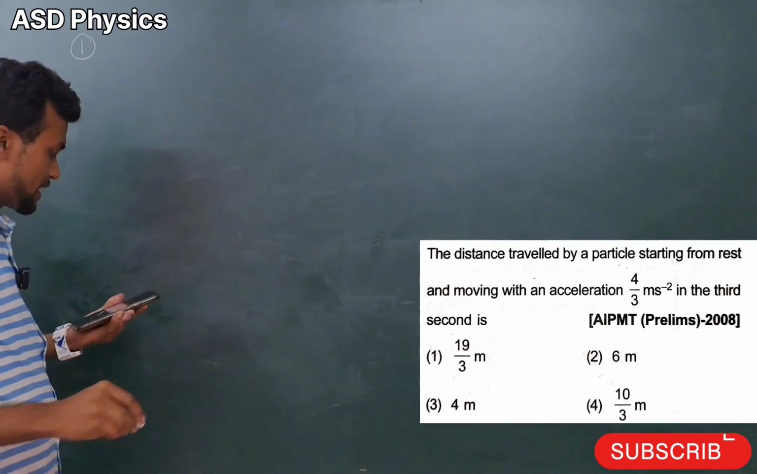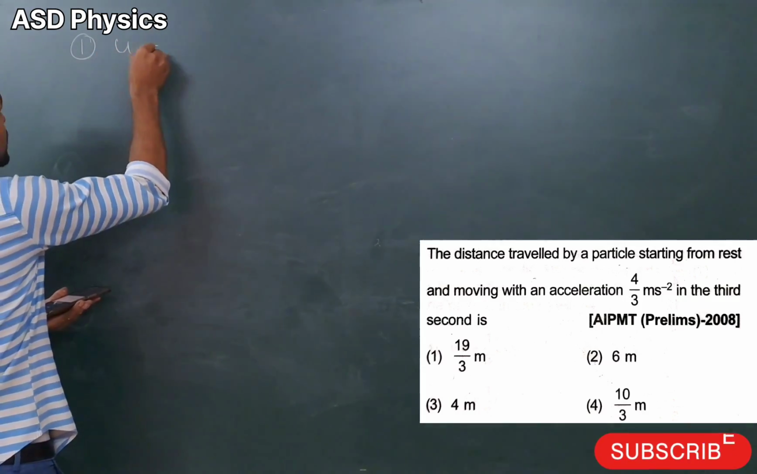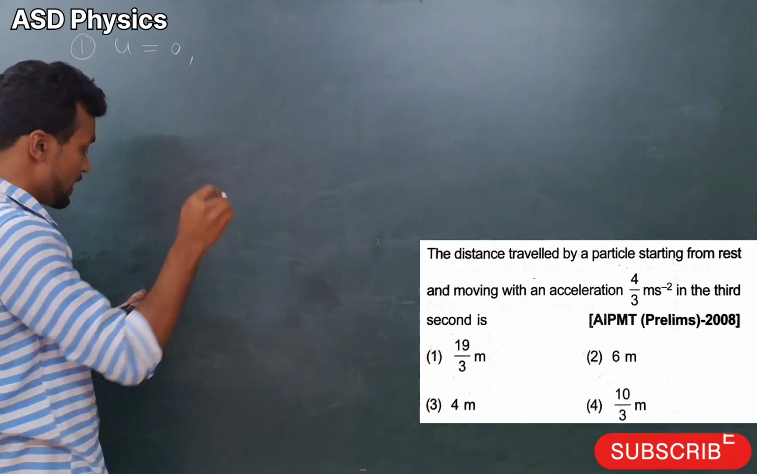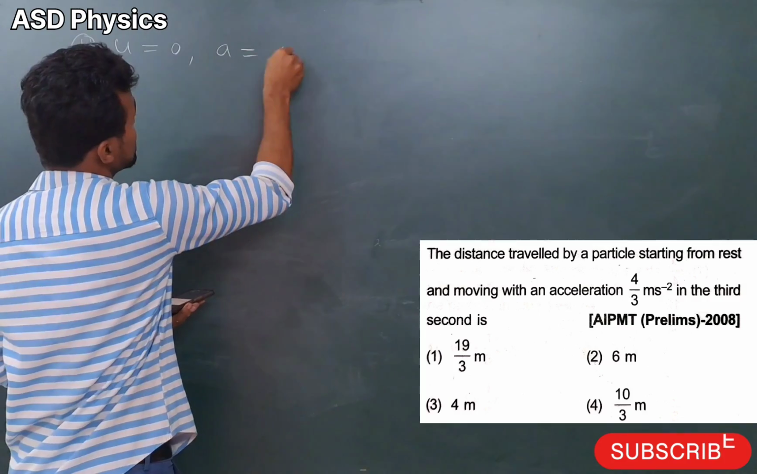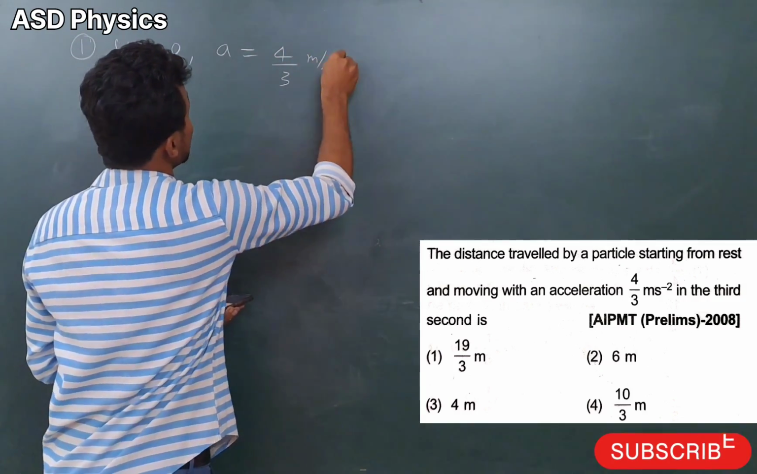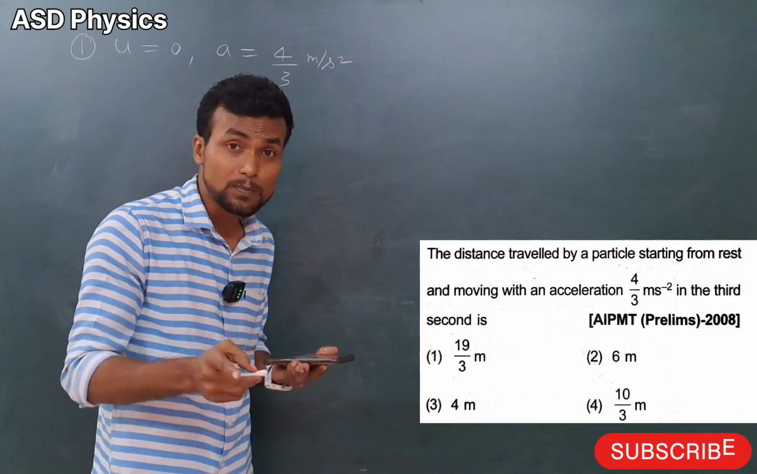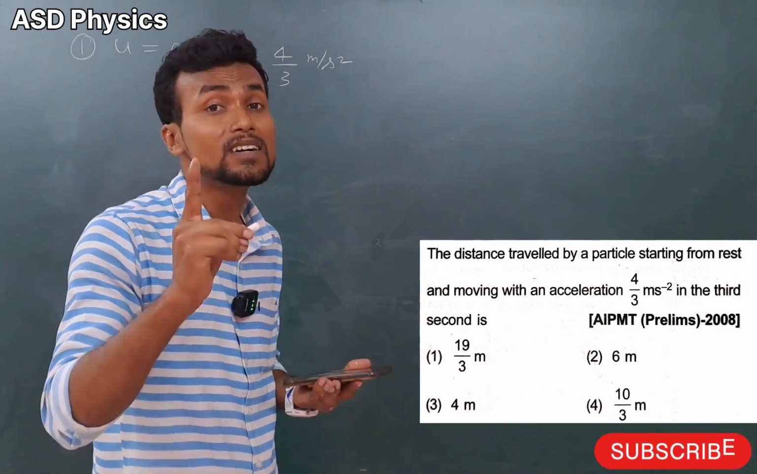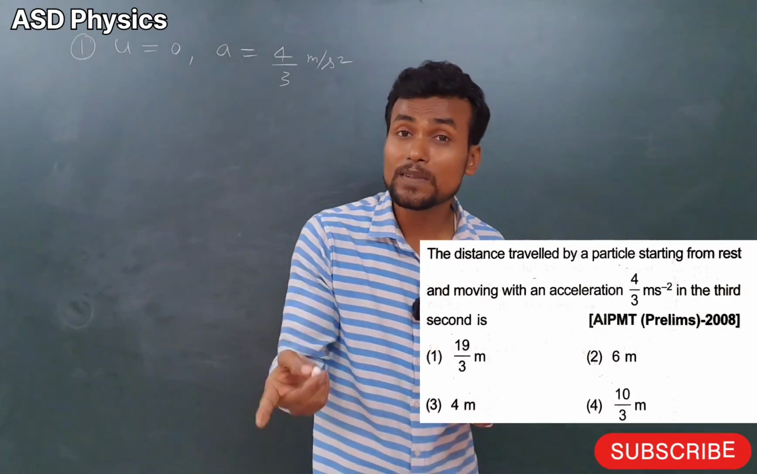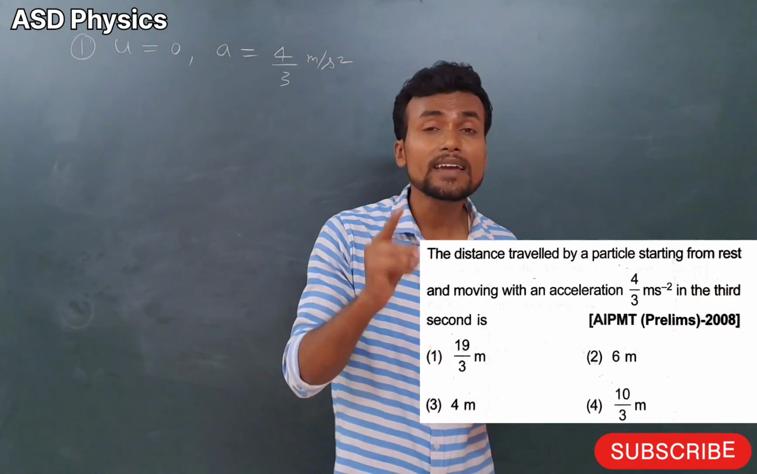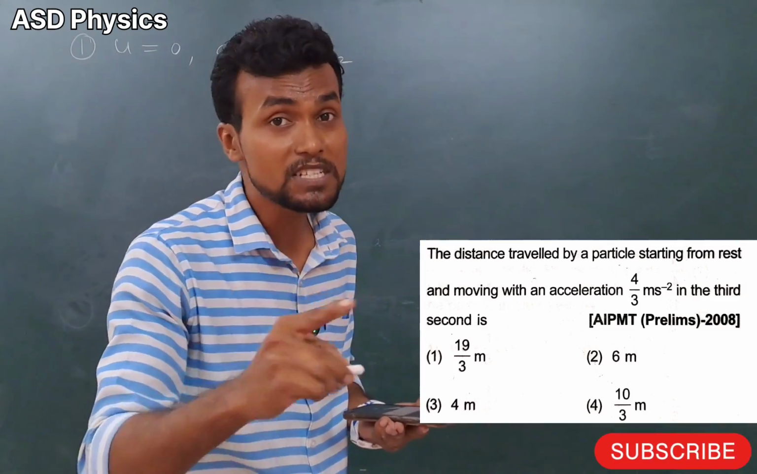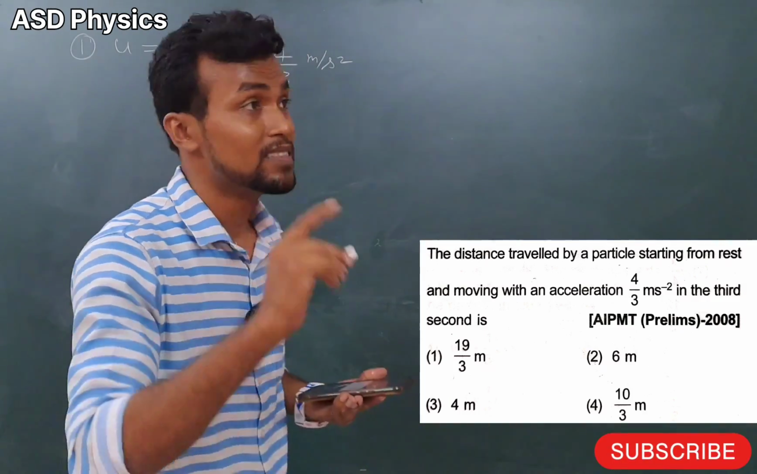First let's write down the data. u is 0, acceleration is given as 4/3 meter per second square. Okay, and they are asking what? Displacement or distance in the third second. Here I am using displacement and distance interchangeably. Why? Because here the object is moving in a straight line without changing direction.